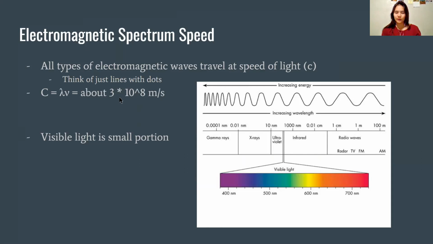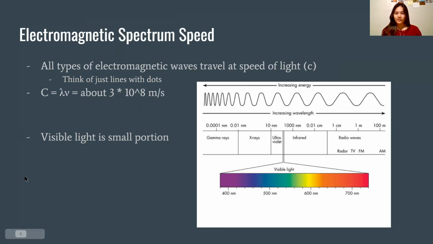It confused me a bit when I first learned about that, how they could all be traveling at the speed of light and be at such different frequencies, but all the lines are moving across at the same speed. It's just dependent on how far or close apart the dots are.